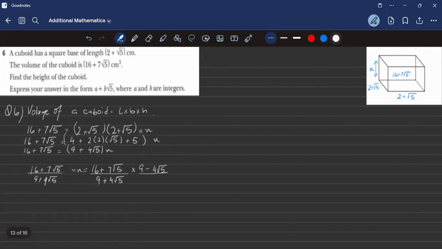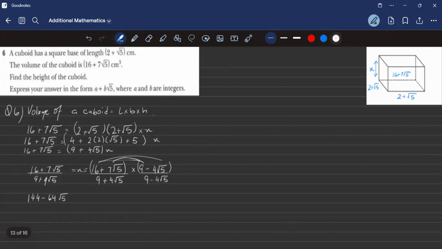divided by 9 minus 4 under root 5. So now I'm going to multiply the above part with the FOIL method. So first multiplied by the first value, 16 multiplied by 9. And that's equal to, wait a second, 16 multiplied by 9 is 144. So 144 plus outer value multiplied by the outer value, minus 16 multiplied by 4 would give us 64. So minus 64 under root 5.